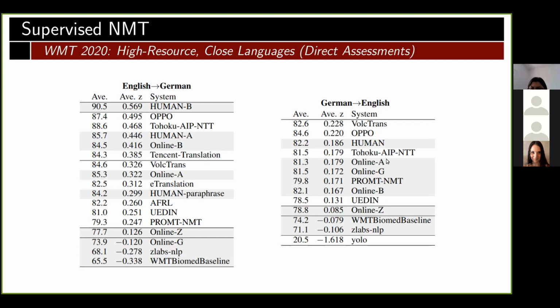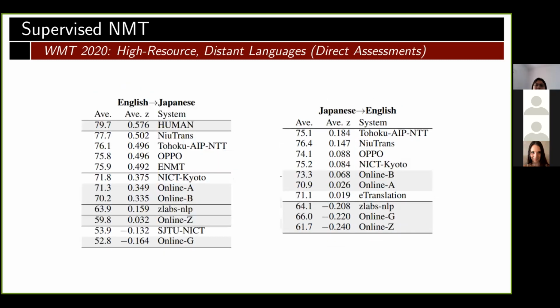So the conclusion here is that translation quality has achieved a point where, for supervised translation, rich language pairs with lots of data, we can achieve more or less the same that a human can achieve, at least under these settings. And in this case, what we have is relatively close languages. So German and English are quite close. But the difference with what's happening with Japanese English is not that different.